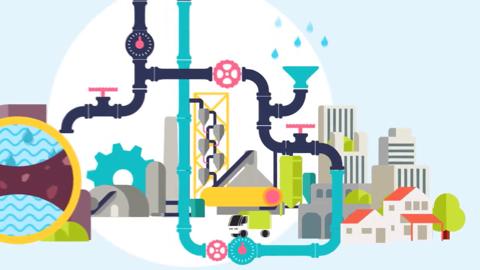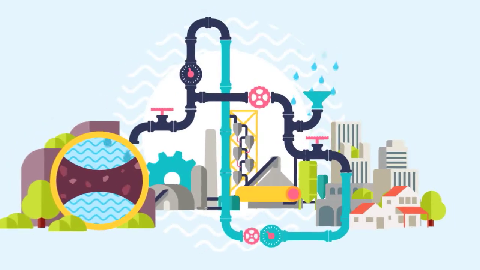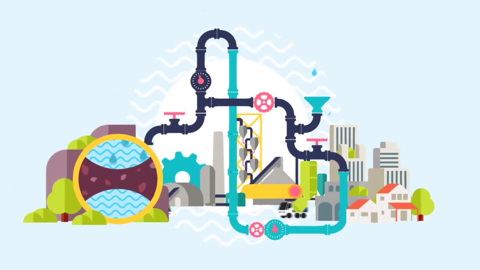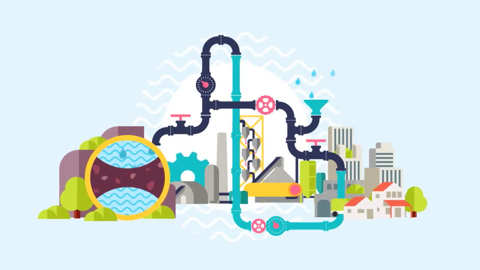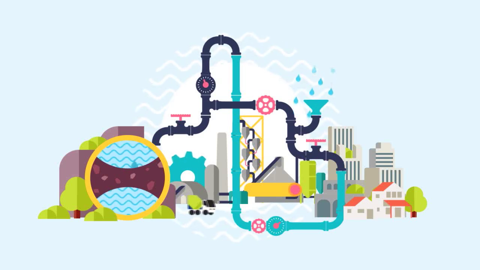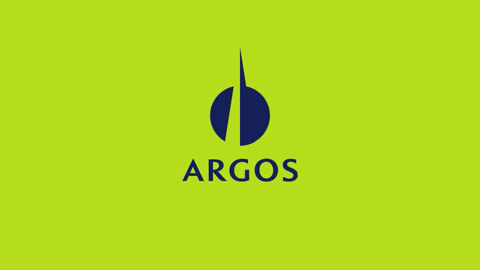All of these initiatives will enable us to calculate our consumption, optimize our processes, create value for the company, and generate positive impacts on the communities. In this way, we will achieve one of the goals of our environmental policy: to reduce by 20% the water consumption per ton of product. Argos. Green light.